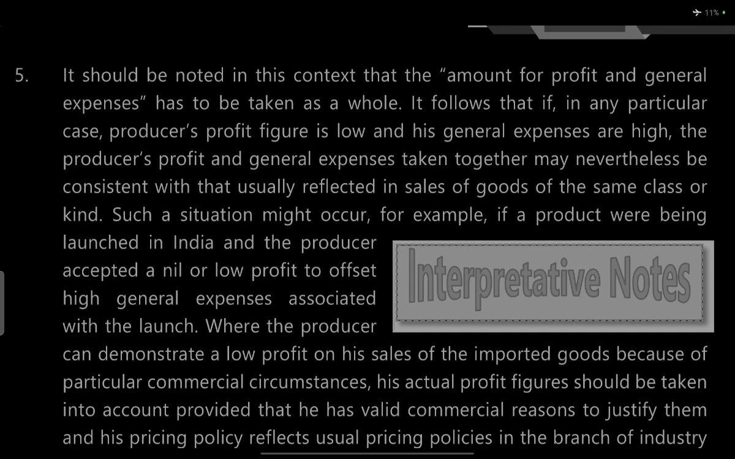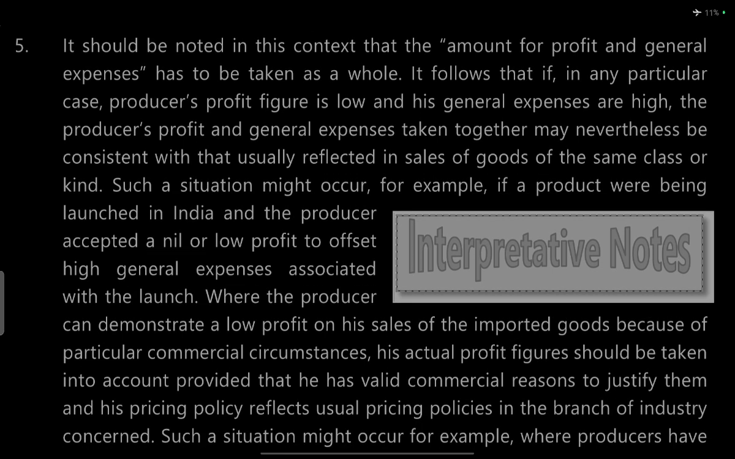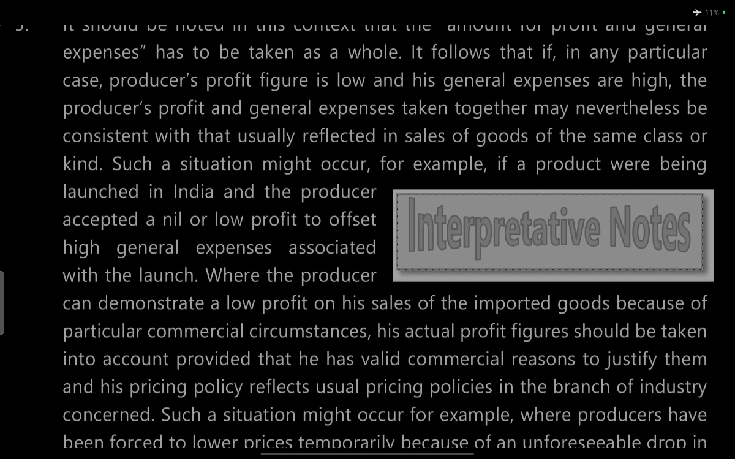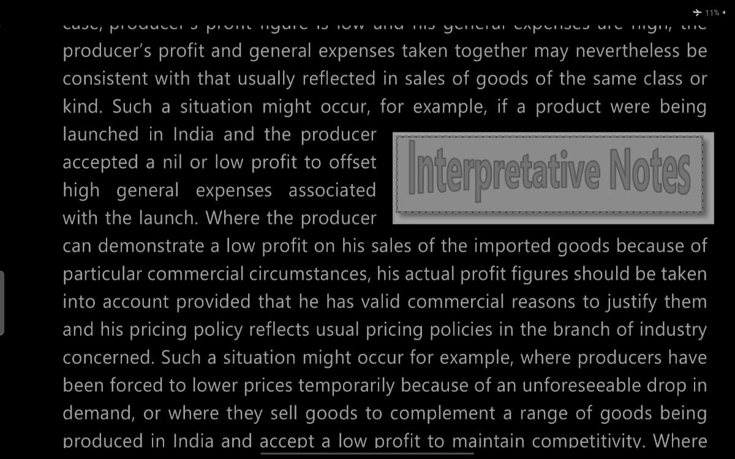It follows that if a particular producer's profit figure is low and general expenses are high, the producer's profit and general expenses taken together may nevertheless be consistent with those usually reflected in sales of goods of the same class or kind. Such a situation might occur, for example, if a product were being launched in India and the producer accepted a low profit to offset the high general expenses associated with the launch.